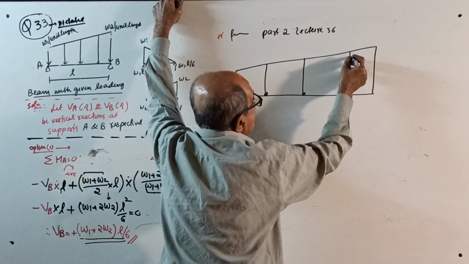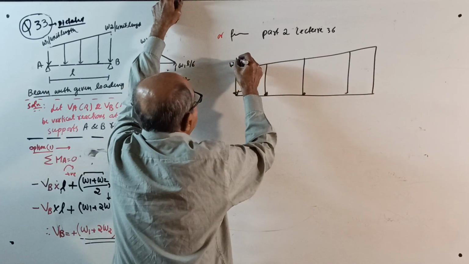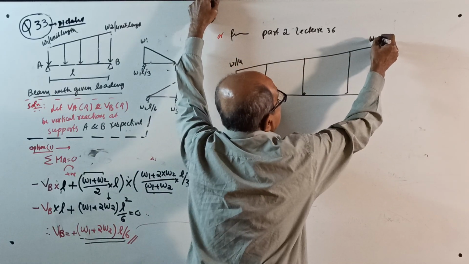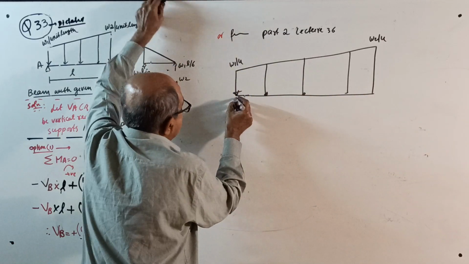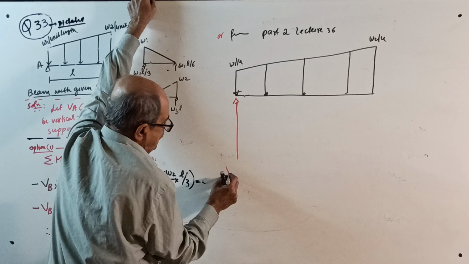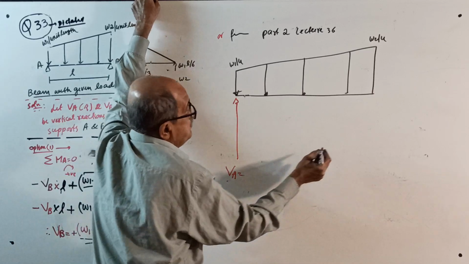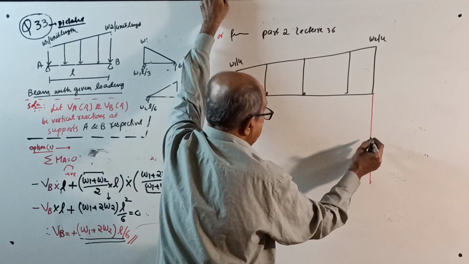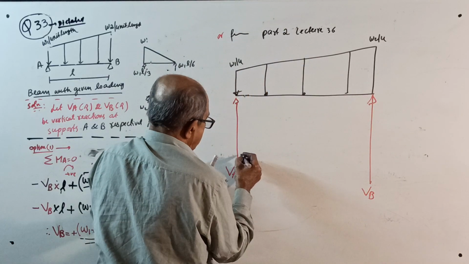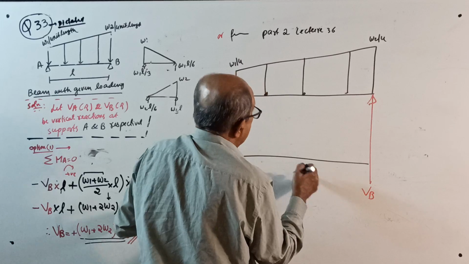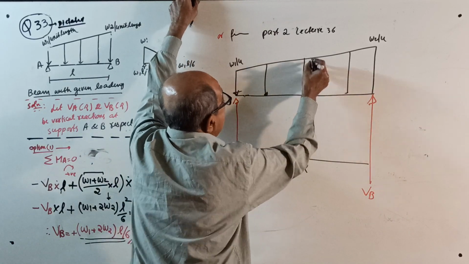Okay. This is W1 per unit length, W2 per unit length. Now only I will mark here. This is reaction VA, sufficient. This is reaction VB. Span is L. Span is L. Resultant load will come here.